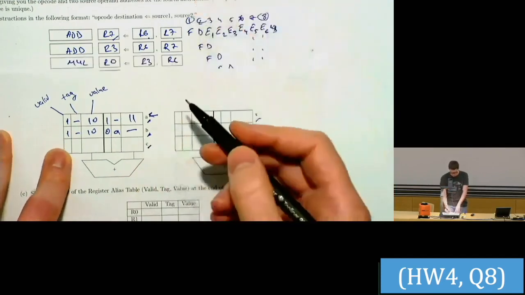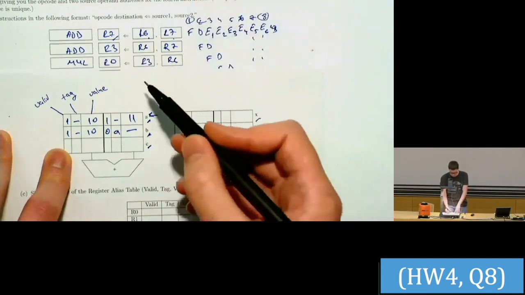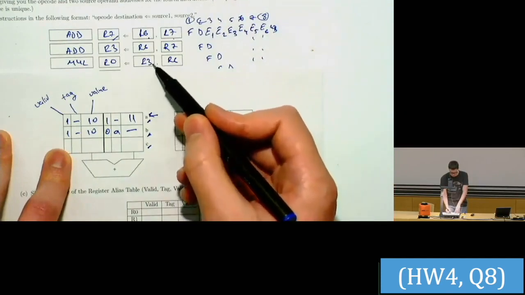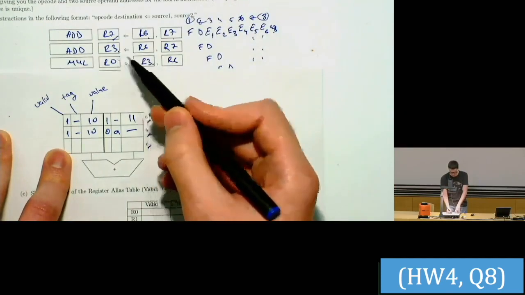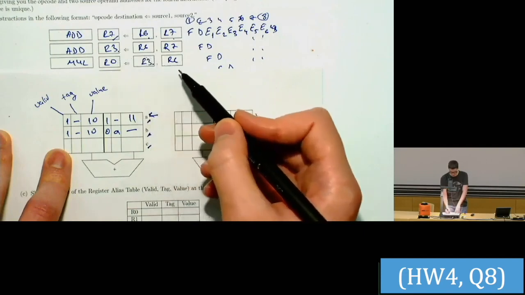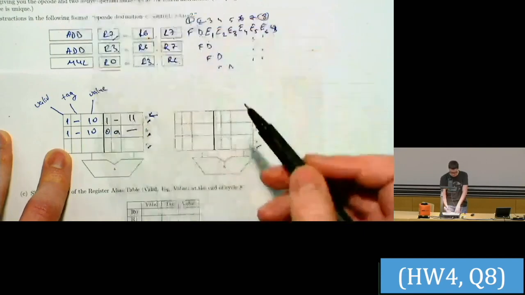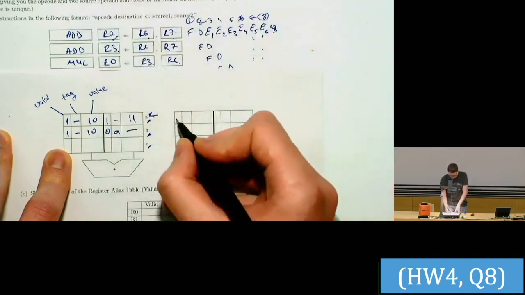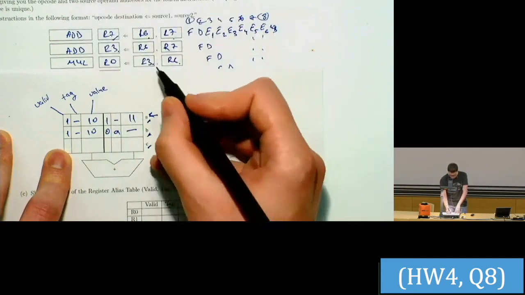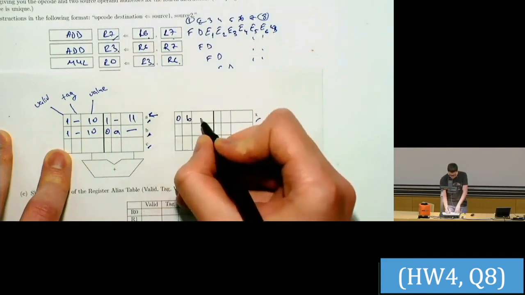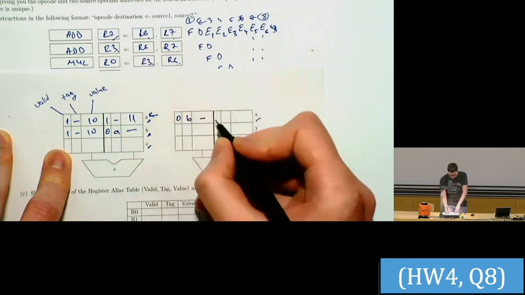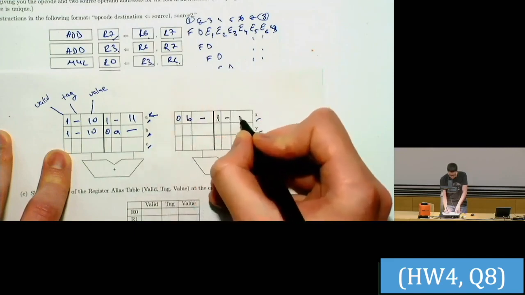Okay, and the next instruction is multiply. So for multiply, we don't have R3. We are expecting it from here. We don't have R6. Sorry, we have R6 in the register file. So it will be 0, and we will get R3 from B. We don't have the value, and for R6, we have the value, which is 10.